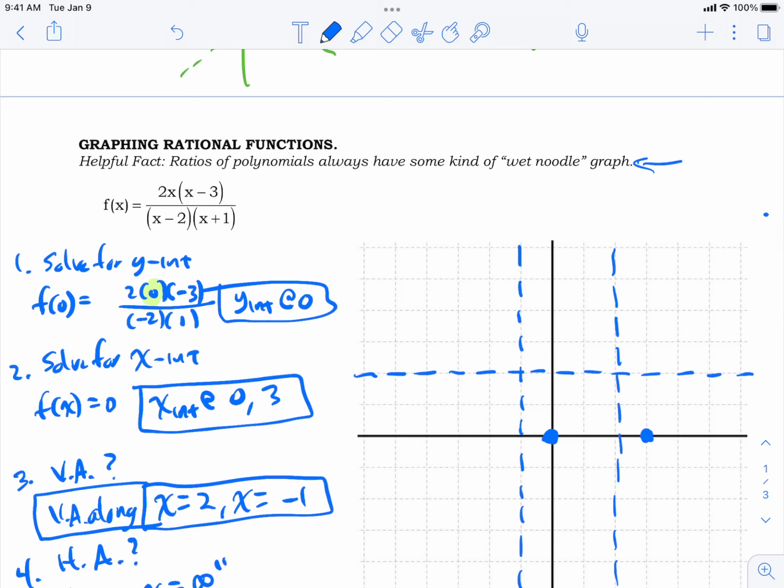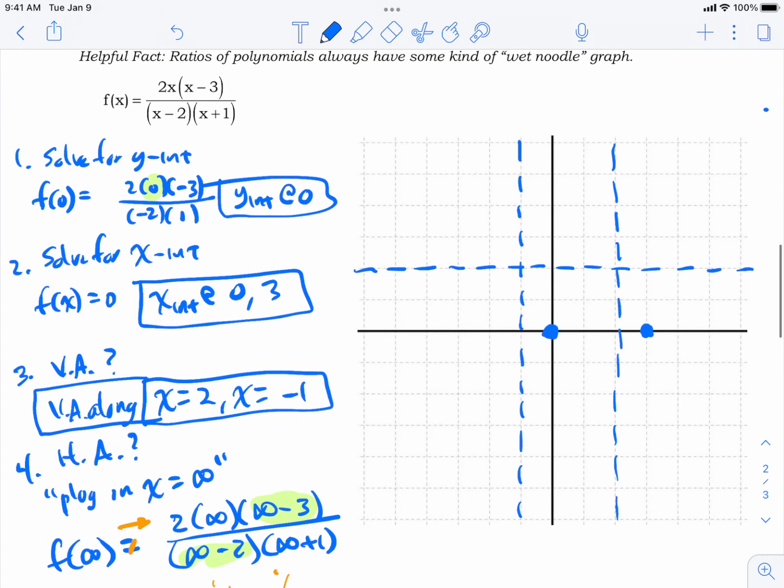Whenever you're drawing these rational functions, which means a ratio of 2 polynomials, you're going to get some kind of a wet noodle graph. It's just the nature of polynomials. Polynomials do smooth, wiggly things like this, so the graphs are going to be smooth and wiggly. Now, take a look at this point for a moment. From here, we know that somehow we're supposed to go up towards that asymptote, right?